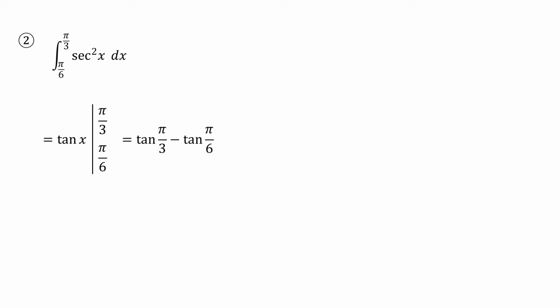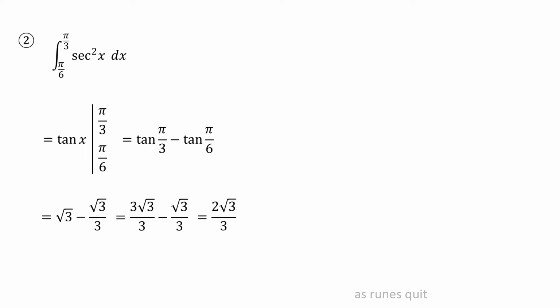Substitute the values for x. Tangent of pi over 3, of course, is just root 3. Tangent of pi over 6 is just root 3 over 3. Common denominator would be 3. Right? 3/3 is equal to 1. So that 1 root 3 becomes 3/3 root 3. If I got 3 of those root 3s, subtract 1 of those root 3s, I end up with 2 of those root 3s. So the answer is 2 root 3 over 3.